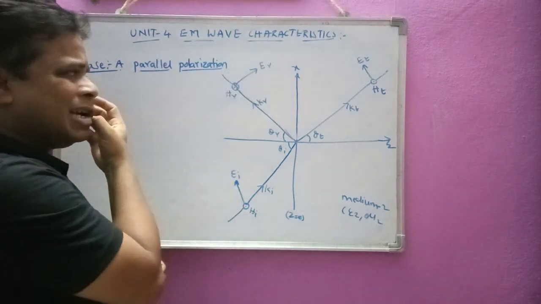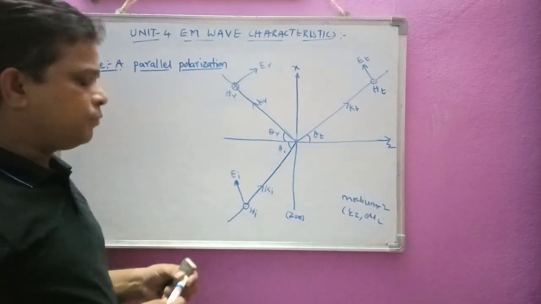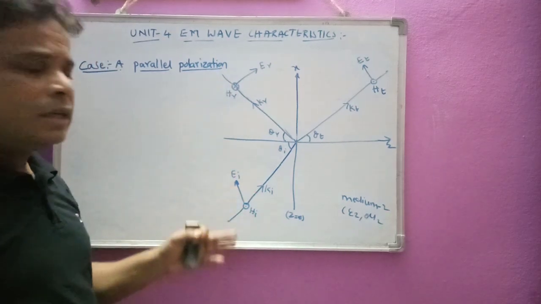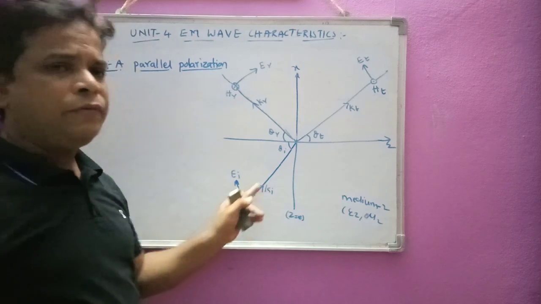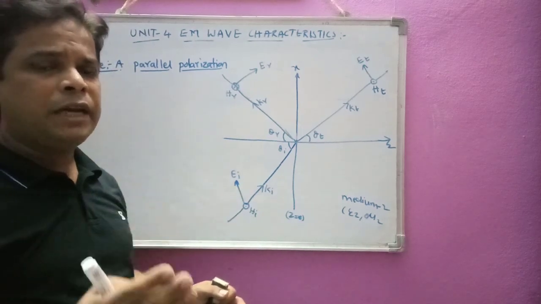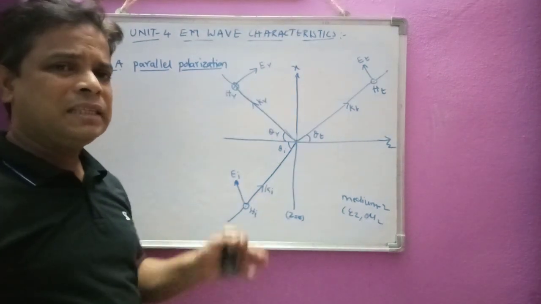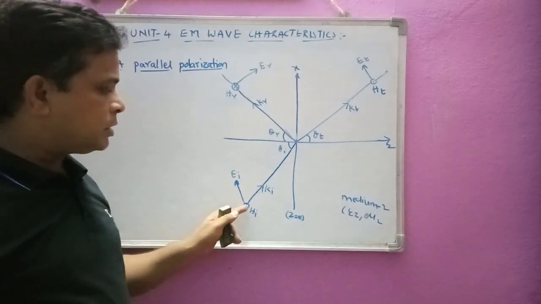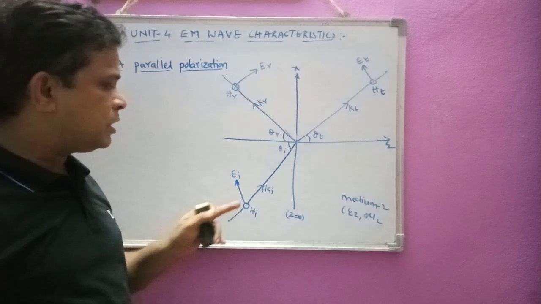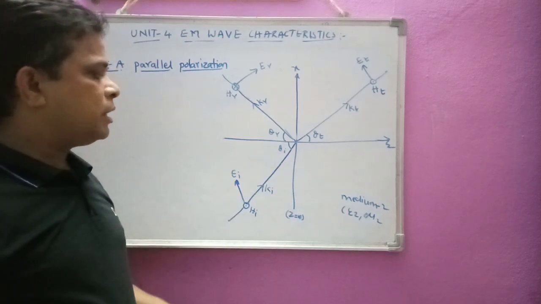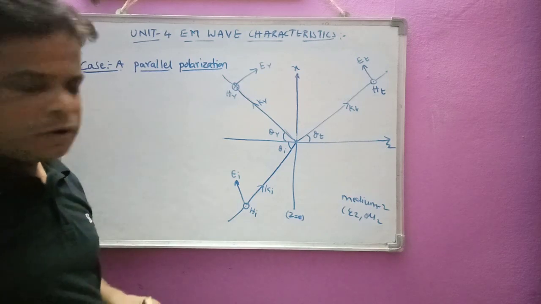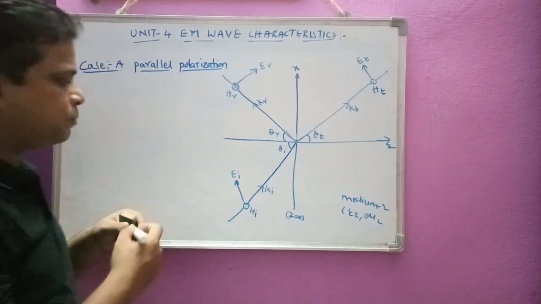Okay, so here we are, all of these follow the right-hand thumb rule. The electric field, the magnetic field, and the direction of propagation are every time perpendicular to each other. That is, the angle between H, the magnetic field direction, E, the electric field direction, and the direction of propagation is each time 90 degrees. Now we will try to find the components.